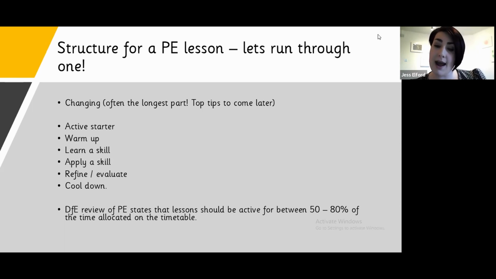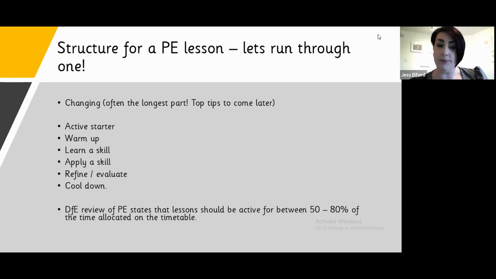The problem that we have currently within schools is a post-COVID issue where children have not been as physically active as they usually are, and this is having quite a detrimental effect because they aren't able to be active for 50 to 80% of the time because they get out of breath, they're worried, they're panicking because their body, their heart rate, all of those things, it makes a big difference.